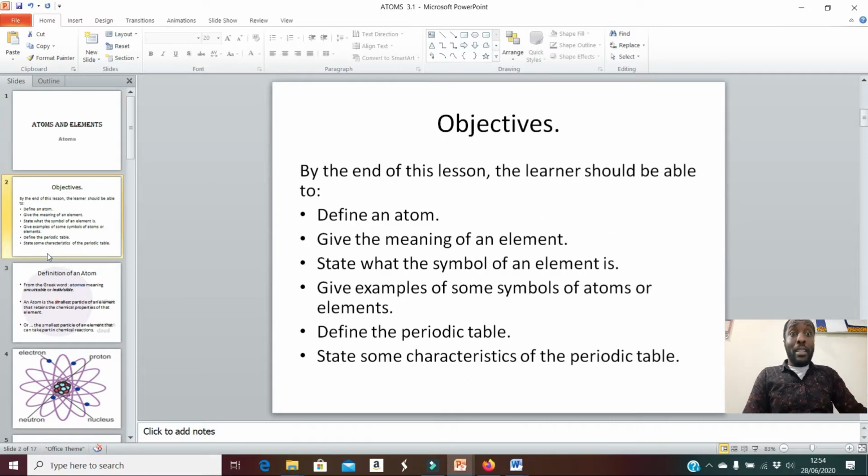By the end of this lesson, you should be able to define an atom, an element, the symbol of an element, and also give us some examples of symbols of atoms or elements. And as we run up this lesson, we also expect you to define the periodic table and state some of the characteristics of the periodic table.